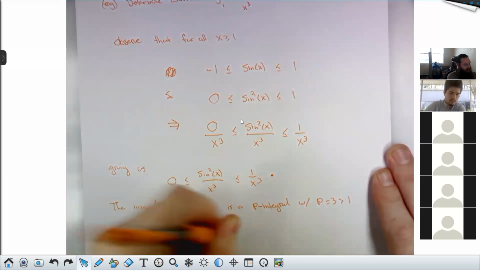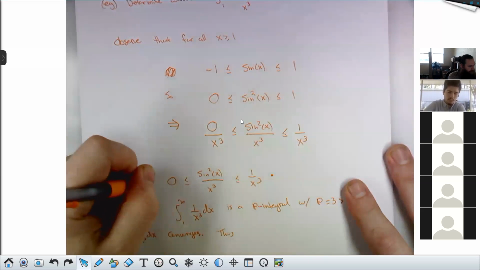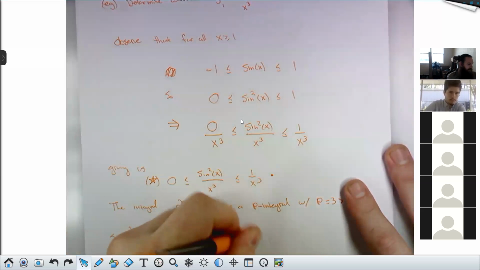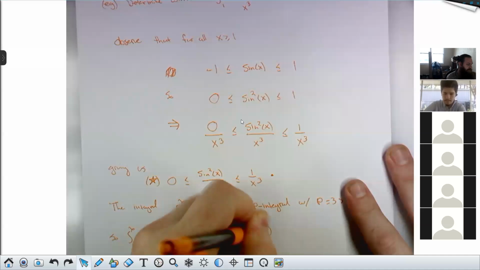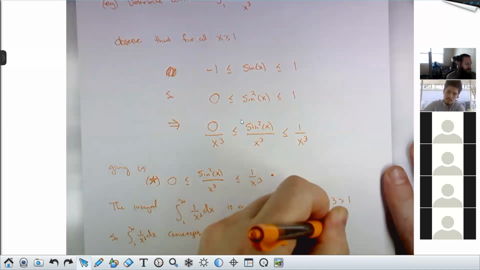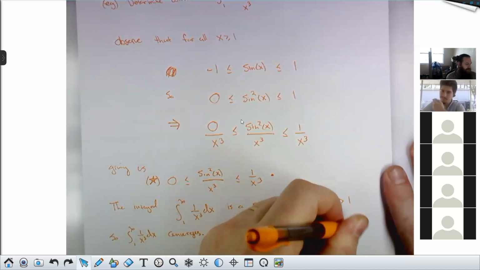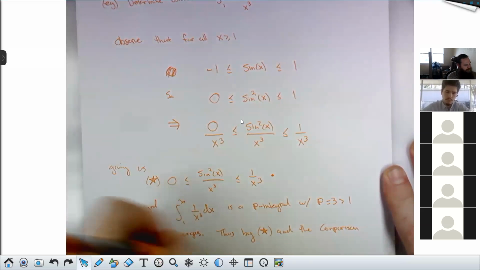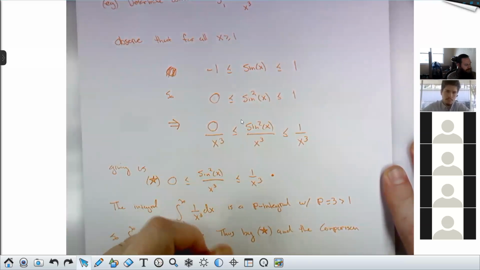Thus, let me give this inequality here a name. I'll call it star. Thus, by star and the comparison theorem for improper integrals, what must be true?